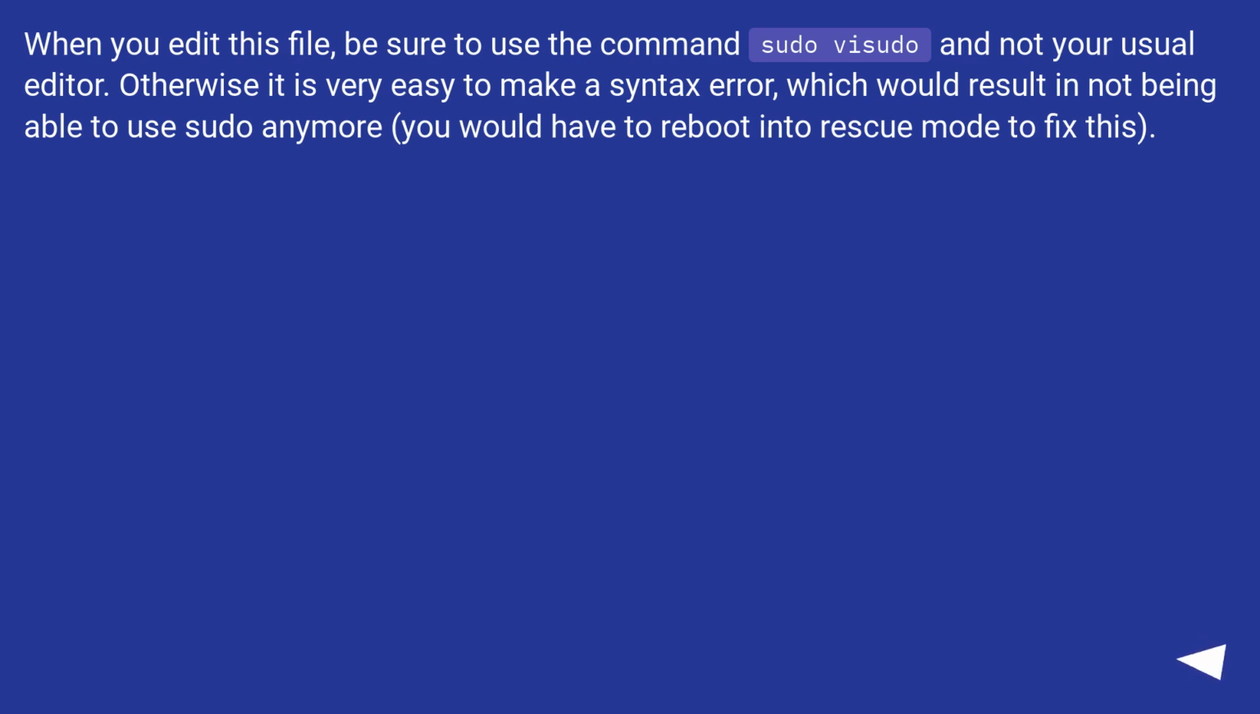When you edit this file, be sure to use the command sudo visudo and not your usual editor. Otherwise it is very easy to make a syntax error, which would result in not being able to use sudo anymore. You would have to reboot into rescue mode to fix this.